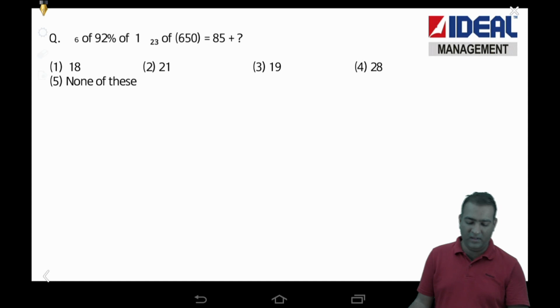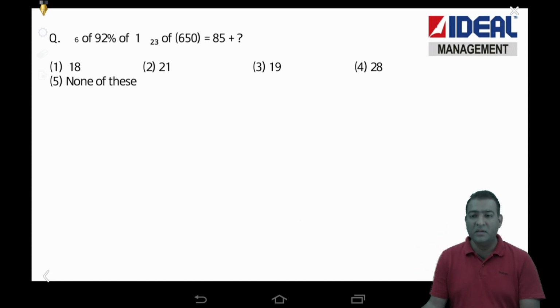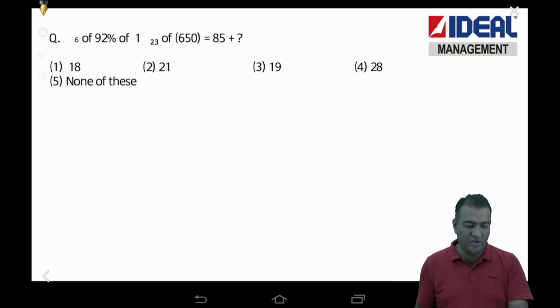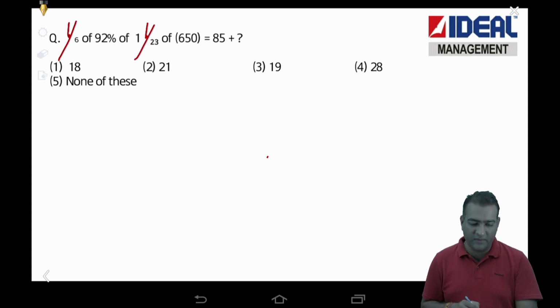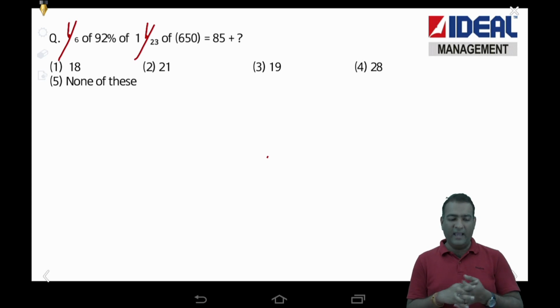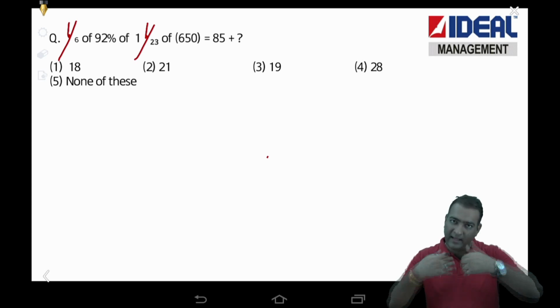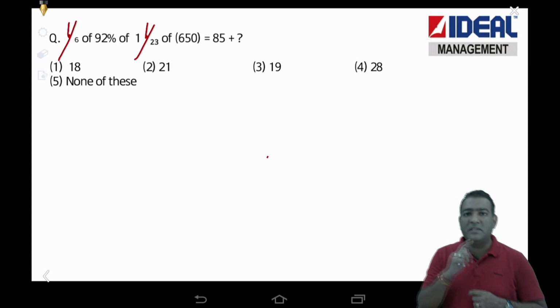Yeah, now this is a beauty, to be honest, and I've intentionally taken this question here, to be honest, right? So this is what it says: 1 by 6 of 92% of 1 by 23 of 650, which is equal to 85 plus something. So I'll get answer for this. I don't mind getting answer for this. I'll actually solve this now. Let's see now.